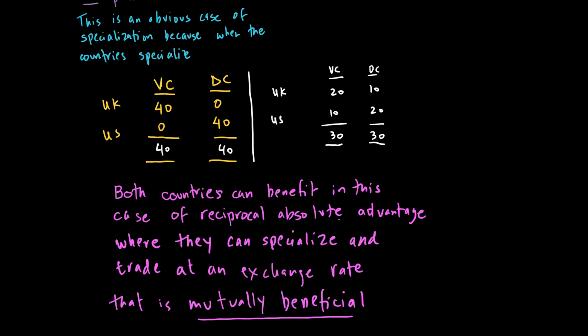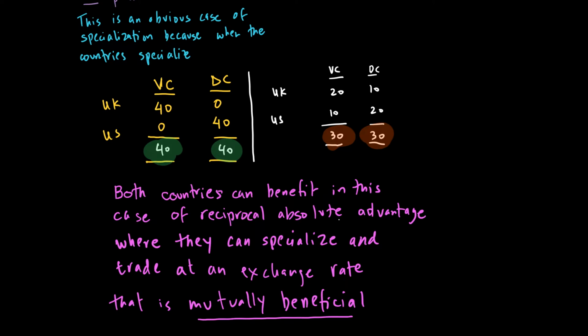Now, how do we get that exchange rate? I'm going to talk about this in a little while, but the idea is simply that before specialization, the world was making 30 and 30, but after specialization, the world is making 40 and 40, which is good for the whole world when the UK and US specialize and do not produce both goods.